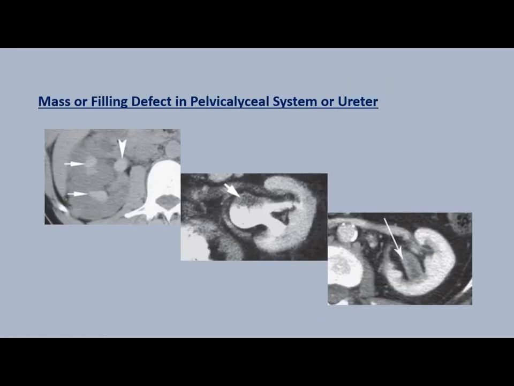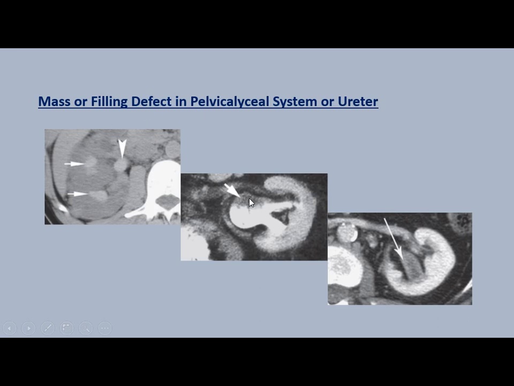We have mass or filling defects in the pelvic calyceal system. We have too many differential diagnoses, but we will only cover the ones which have pictures. If you see this, there is hyperattenuation or dense calyces. These represent hemorrhage into the pelvic calyceal system, which is a cause of mass or filling defect in the pelvis.